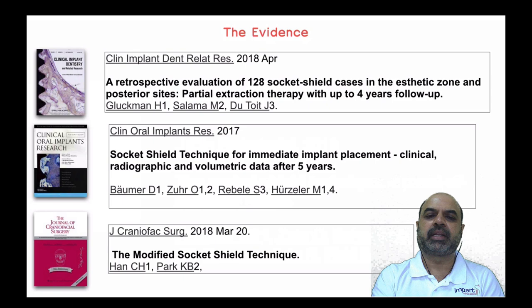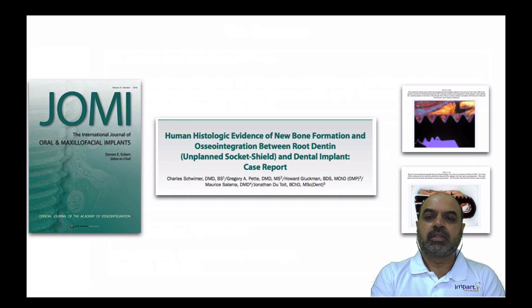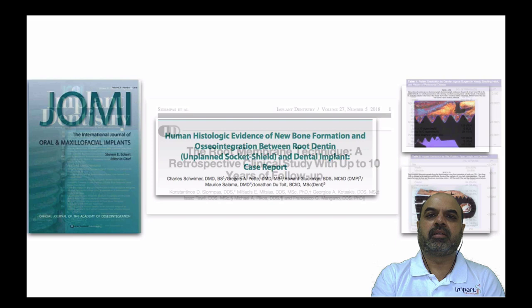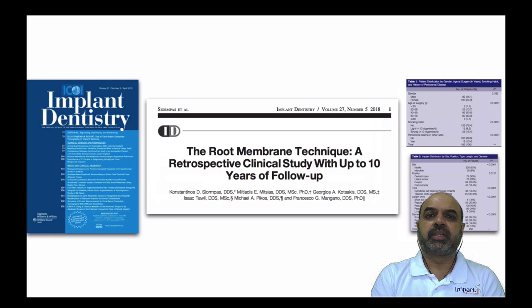2018. There have also been human histological studies with the implant being in close approximation with the root, and how bone has been demonstrated in between the implant and the shield in this particular histological study by Schwimmer and his group. The root membrane technique, the Greek group came up with their 10-year data and presented it in 2018. So they had almost 10 years of successfully treating patients with the root membrane technique.